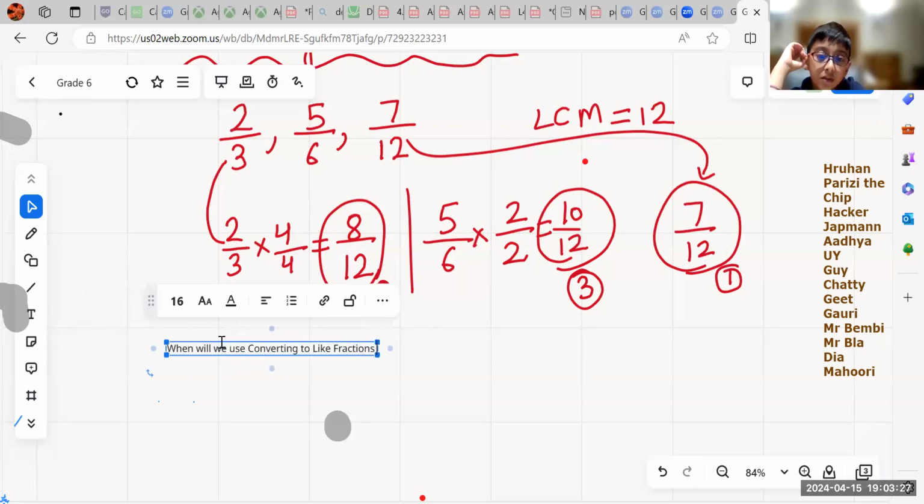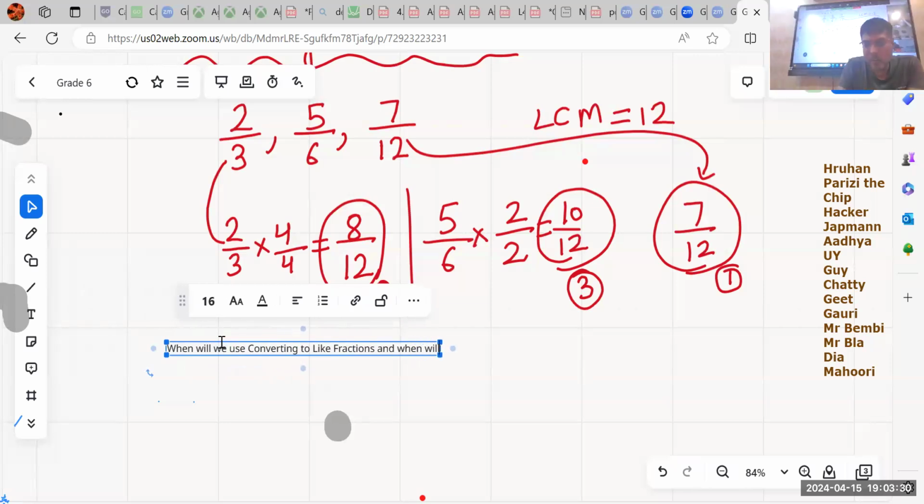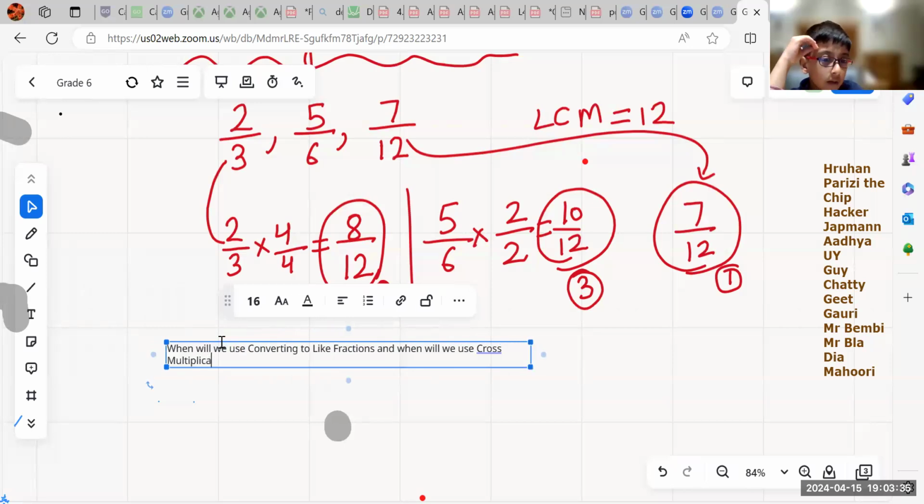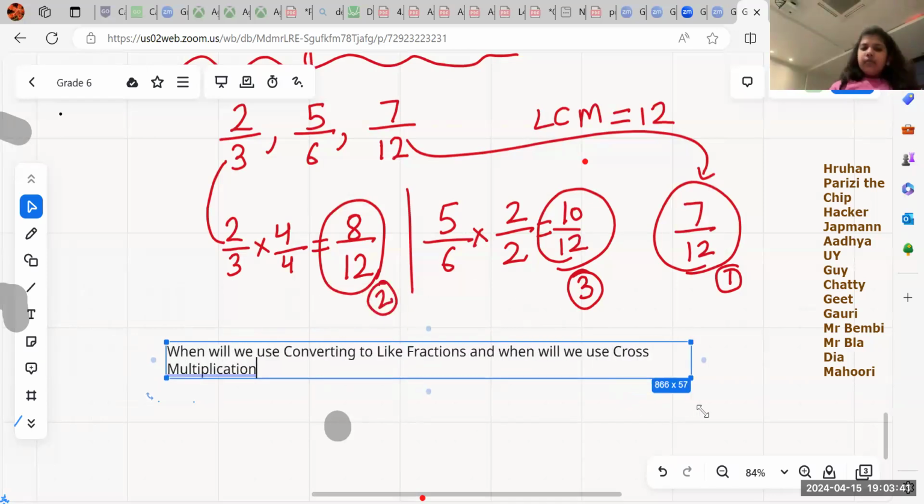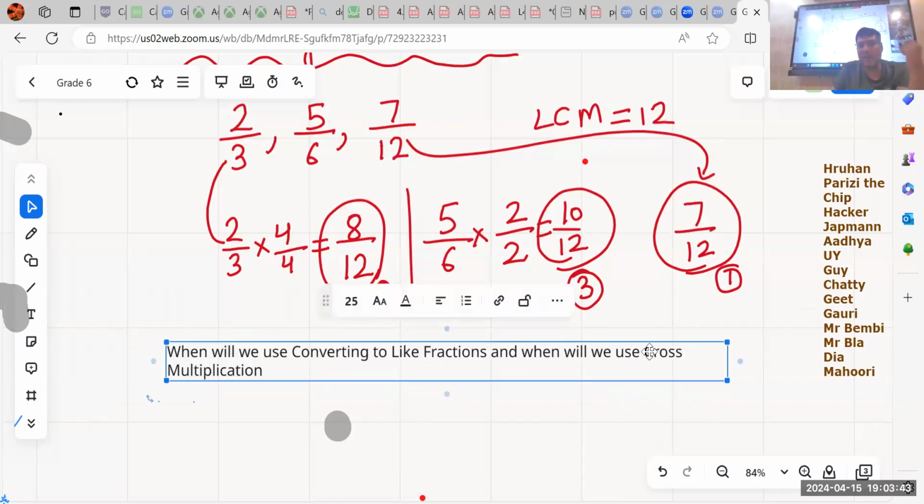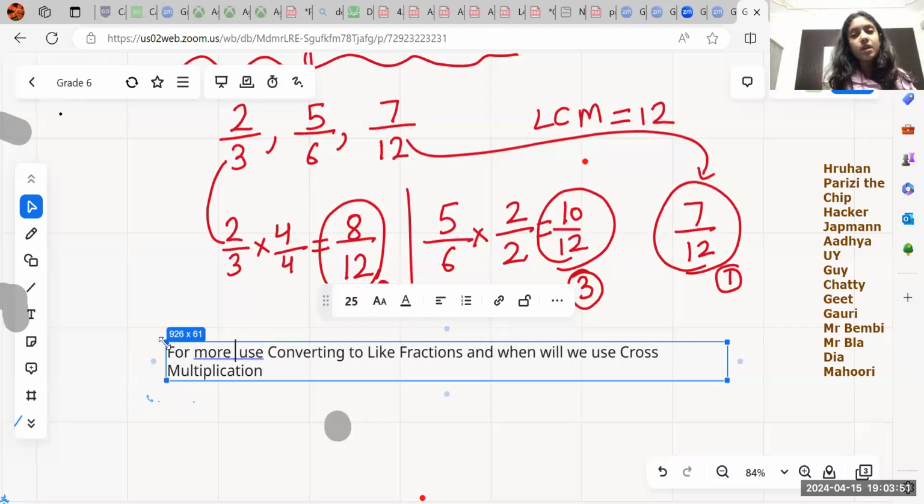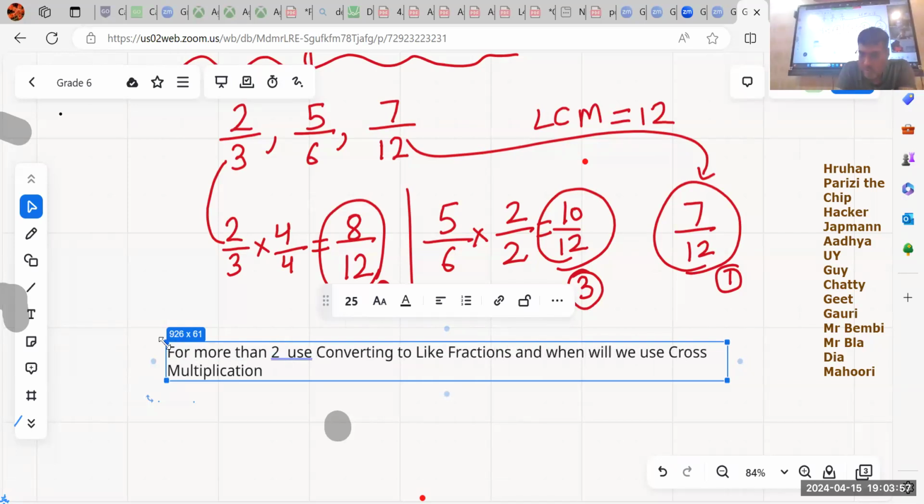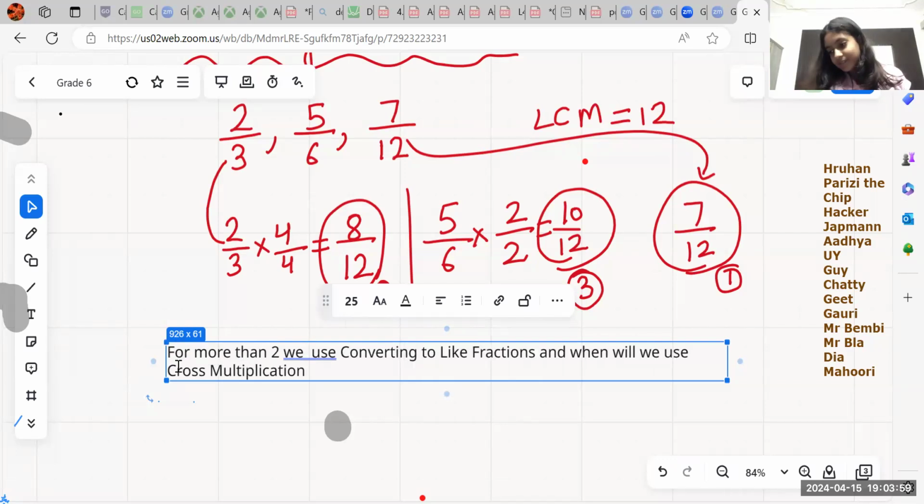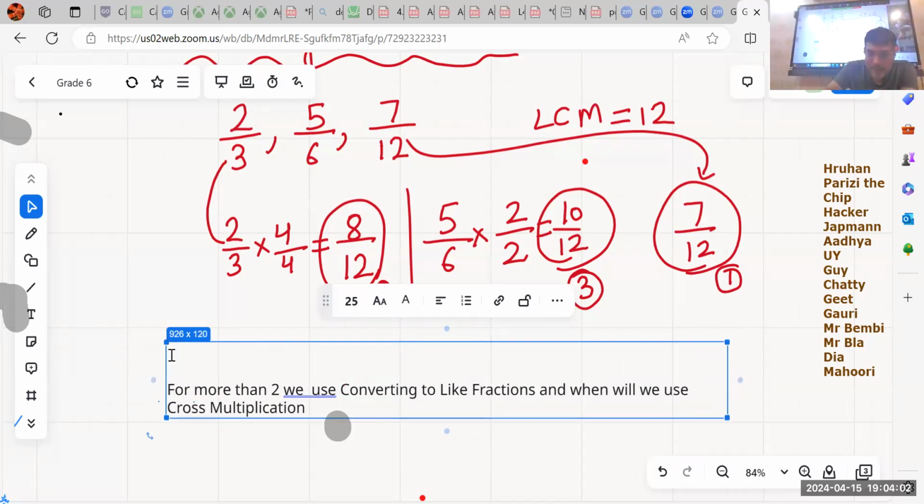When there are more than two numbers. And when will we use cross multiplication? Cross multiplication with two numbers and like fractions with more than two numbers. Yes, so for more than 2, we can use converting to like, and for 2, we can use cross multiplication. But for adding and subtracting fractions also, even if they're two numbers, we can use this method. Then तो बेटा adding और subtracting में तो यही use होगा. Yes, ma'am. In comparing fractions. Let me write it.